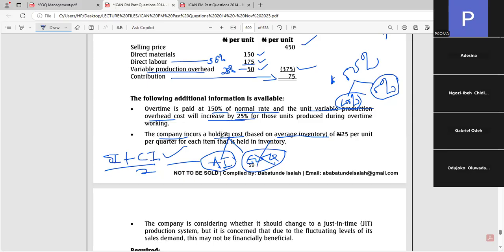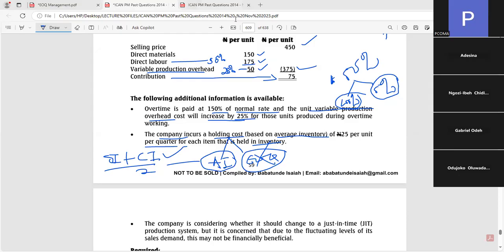So the company incurs holding cost of how much? 25 naira per unit per quarter for each item that is held in inventory. For every item you hold in inventory, you will pay holding cost of 25 naira. That's what it means. For every item you store in your warehouse, you will pay holding cost of 25 naira.